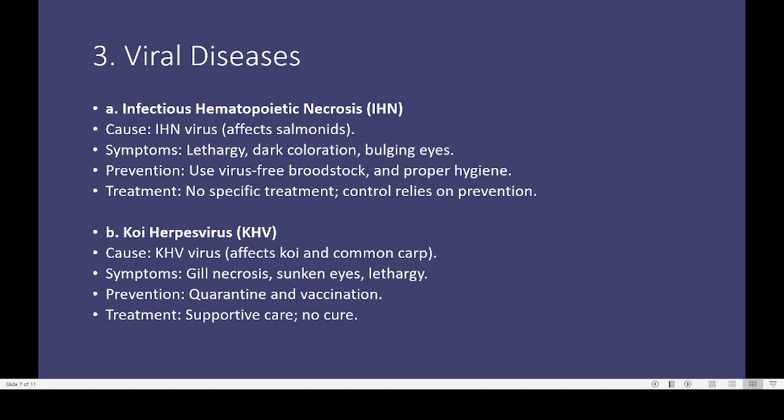Then another type of viral disease is koi herpes virus. Koi herpes virus is mainly affecting koi and carp. That is why it is known as koi herpes virus. It is causing gill necrosis, sunken eyes. Sunken eyes means the eyes may be in a small depression or small hole, and lethargy, tiredness. These are the features of koi herpes virus.